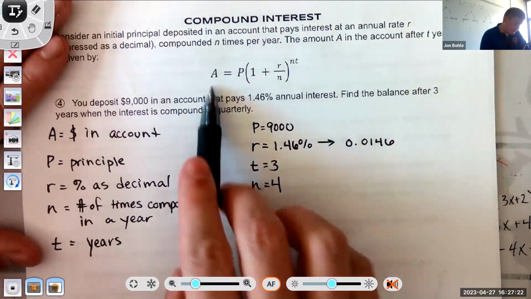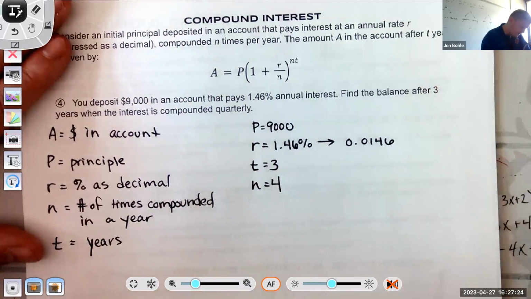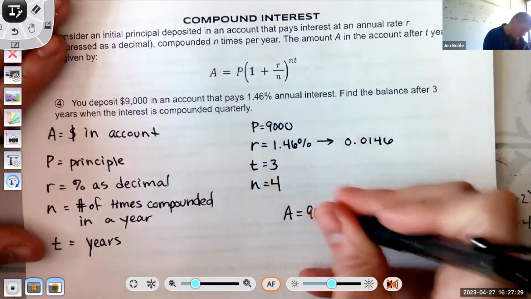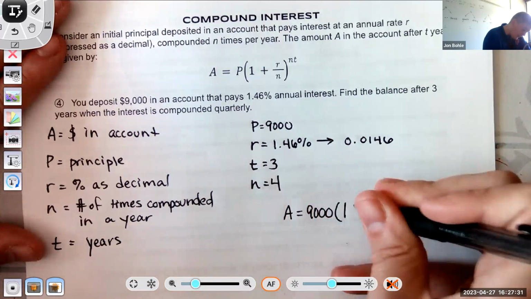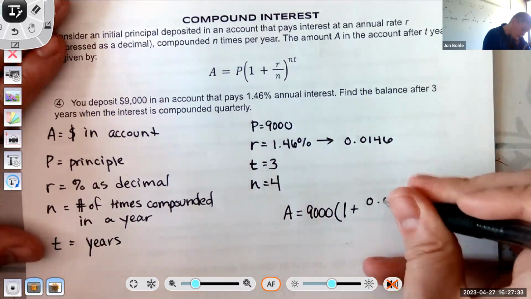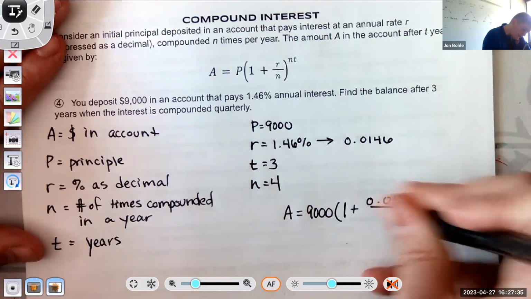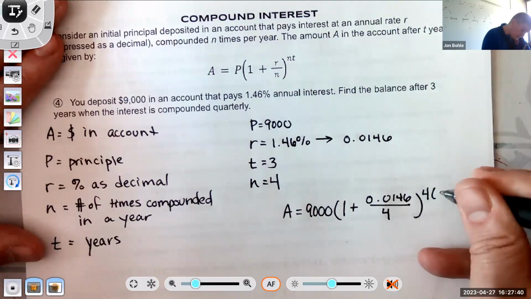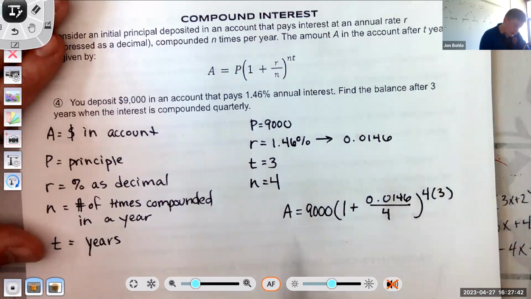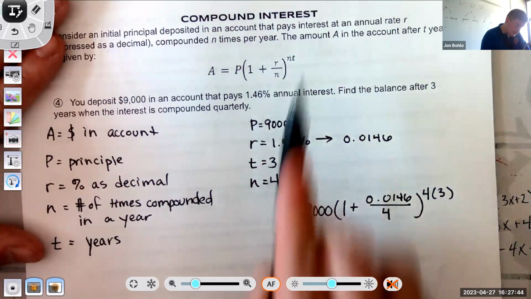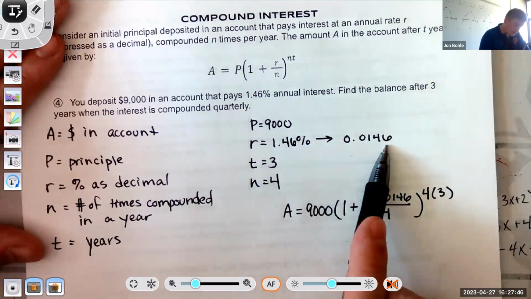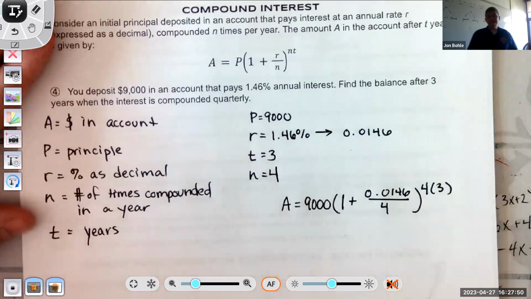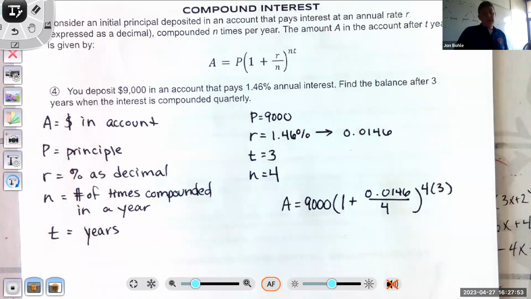So what I'm going to do is write this equation with these values in it, and I will show you how to simplify it. So A is equal to 9,000 times 1 plus 0.0146 divided by 4 to the 4 times 3 power. So all I'm doing is replacing N with 4, T with 3, R with 0.0146, and P with 9,000. Okay, so I'm going to show you how to simplify this.